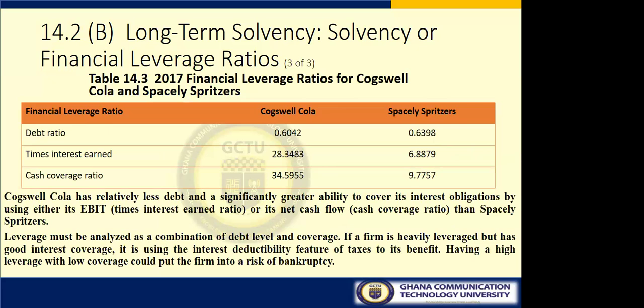So let's compare the same two companies using the debt ratio and times interest earned. The first one, the debt ratio of 0.6042 for Cobweb Cola, and the debt ratio of 0.6398 for Spritzers. What does it mean? And who is performing better than the other?